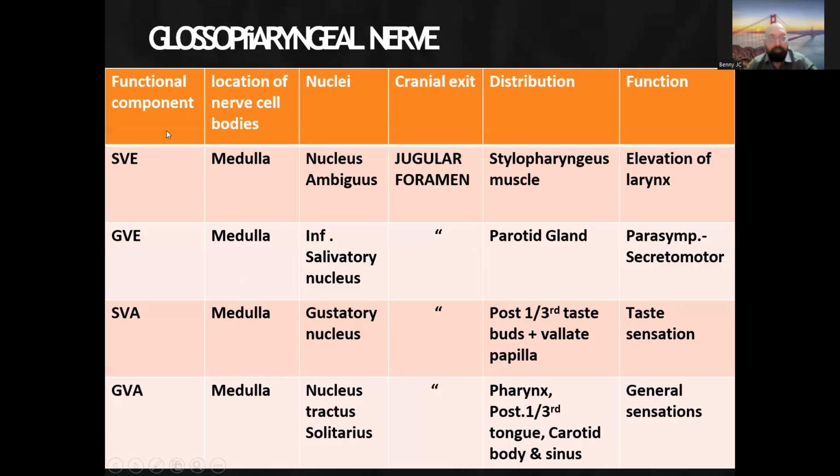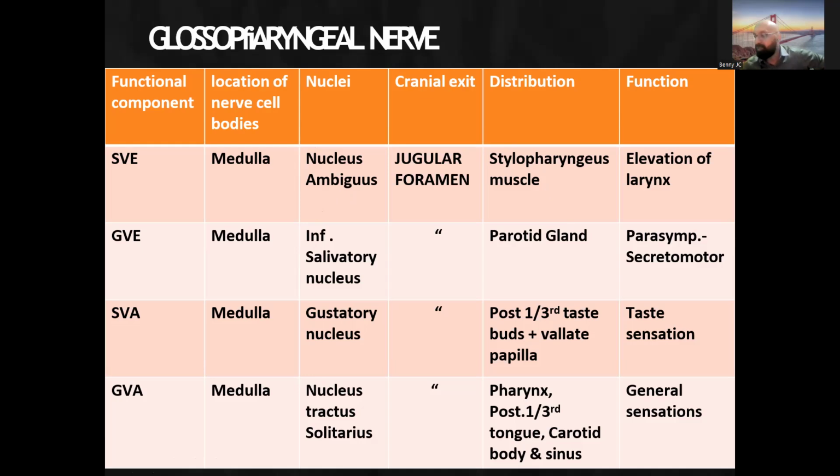To summarize the glossopharyngeal nerve, the functional components, since it's a mixed nerve, include both efferent and afferent. The efferent ones are the special visceral efferent and the general visceral efferent. The special visceral efferent nucleus lies in the medulla, that is the nucleus ambiguus, and it is branchiomotor. These fibers supply the muscle developed from the pharyngeal arch, the stylopharyngeus muscle, the exclusive longitudinal muscle of the pharynx.